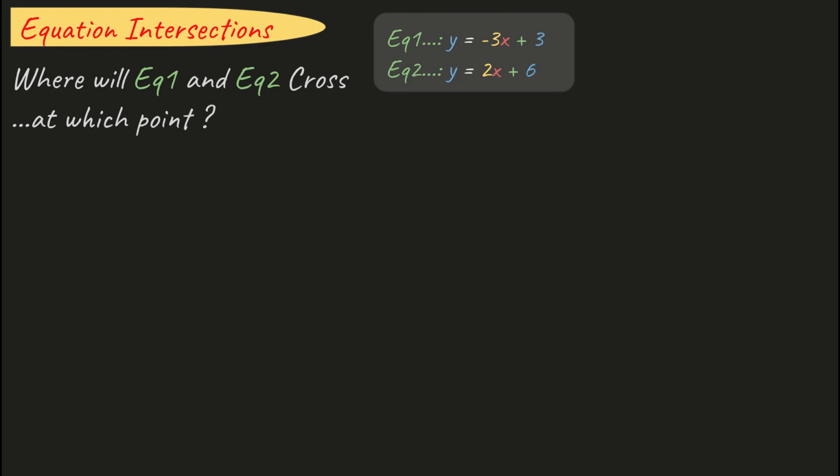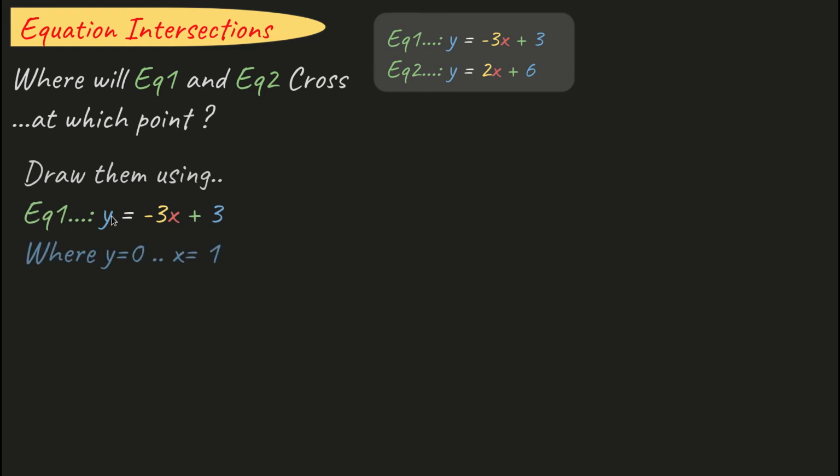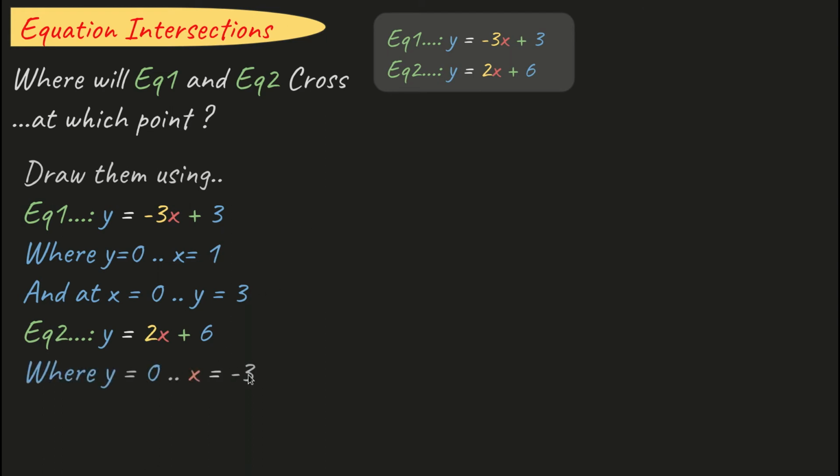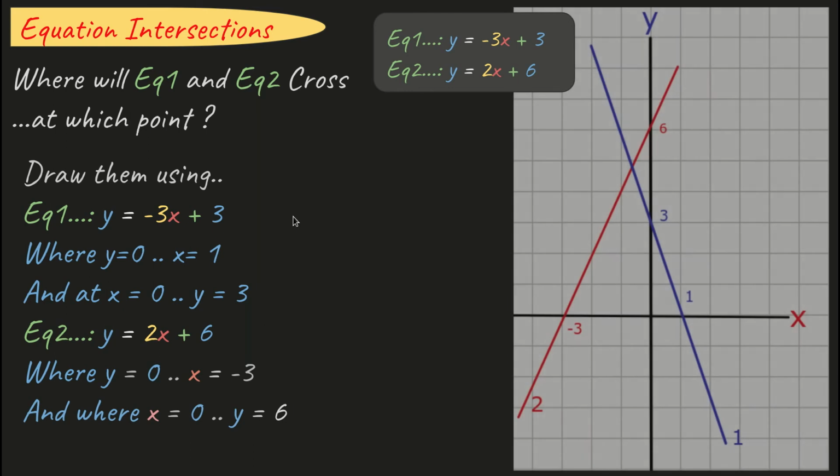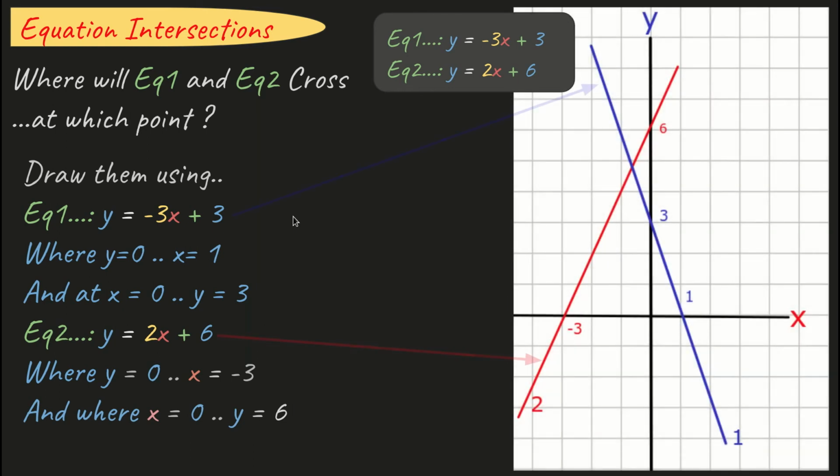We say y is equal to minus 3x plus 3, and where y is equal to 0, if we recalculate this, x will be equal to 1. Where x is equal to 0, y will be equal to 3. This is a pretty standard way that we actually draw lines. Equation 2, y is equal to 2x plus 6. Where y is equal to 0, we work out x, and x will be equal to negative 3. Where x is equal to 0, for that equation, y will be equal to 6. And once we've done that, we draw the lines. We have the two equations.